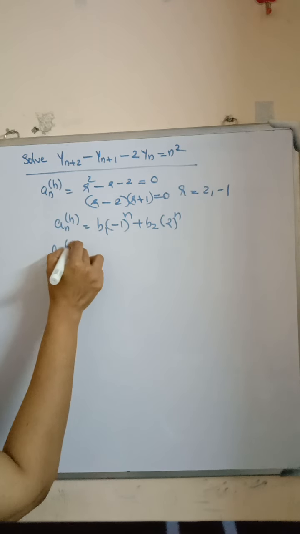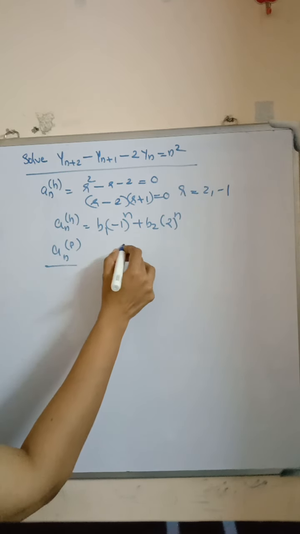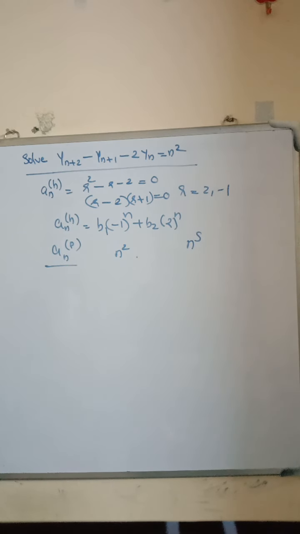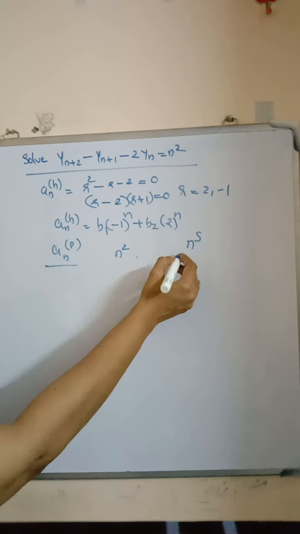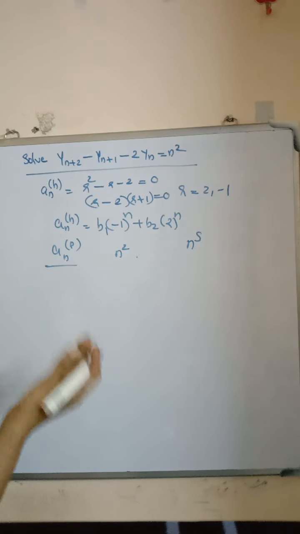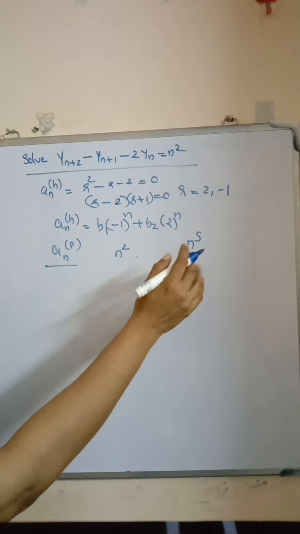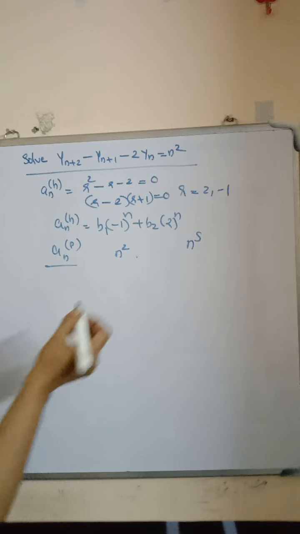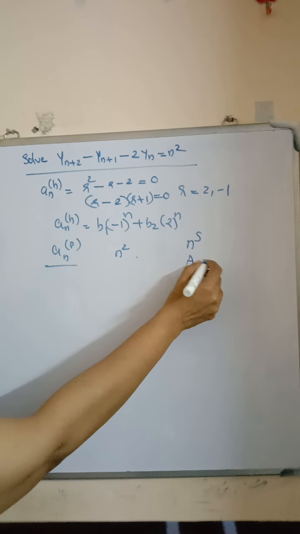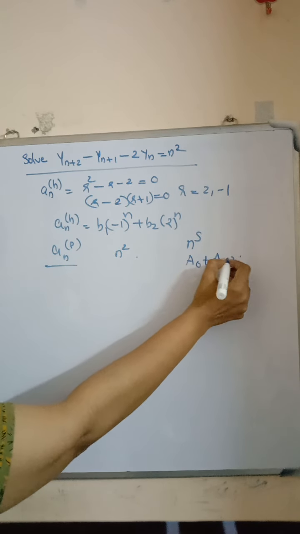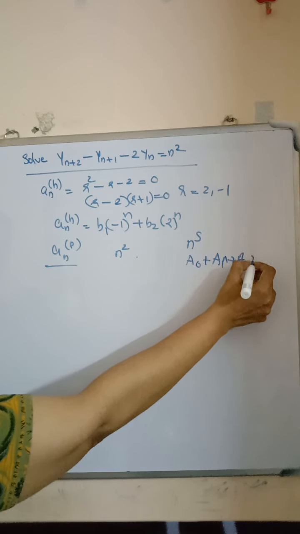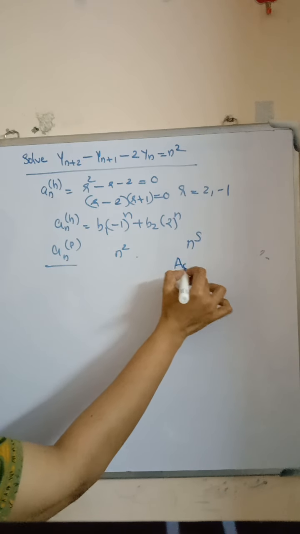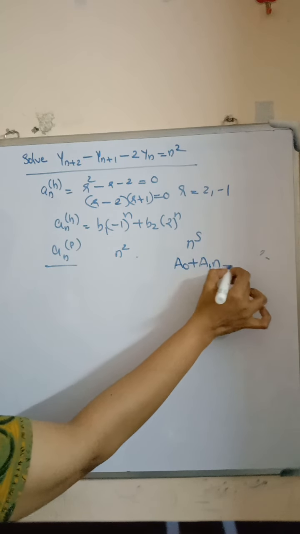Now we find the particular solution. For that, the RHS is n square, which is of n raised to s form. But here in the n raised to s form, we check whether 1 is a characteristic root or not. Here 1 is not the characteristic root; minus 1 is a characteristic root, but 1 is not a root. Therefore the solution is of the form a0 plus a1n plus a2n square.